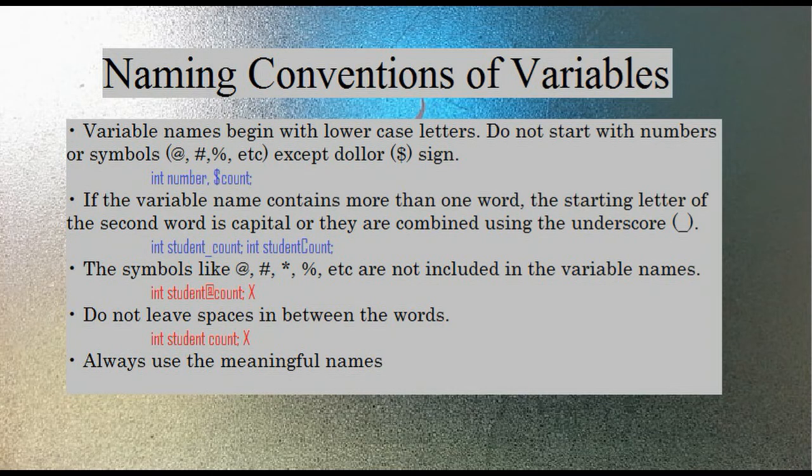How to name a variable. Variable names begin with lowercase letters. Do not start with numbers or symbols except $. If the variable name contains more than one word, the starting letter of the second word is capital or they are combined using the underscore. Symbols like @, hash, asterisk, percentage, etc. are not included in variable names. Do not leave spaces between the words. Always use meaningful names.